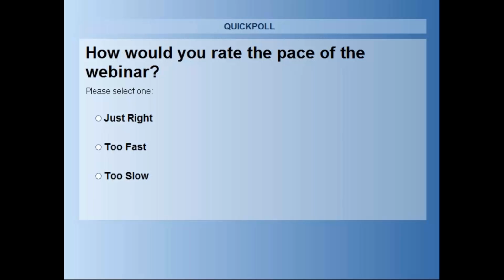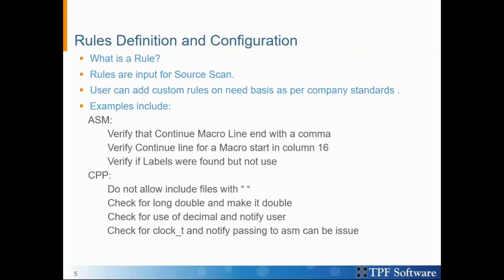So for ASM, we could see some of the implicit rules. Suppose we know that this continue macro has to end with a comma, and this continue line has to start in column 16. Suppose the developer doesn't ensure that in his coding. In that case, the SourceScan tool verifies those rules, and that could be reported as violations in the output tab. Also similarly, if there are some labels that are defined but not used, that could also be identified by the SourceScan tool. These are some of the examples of ASM rules.